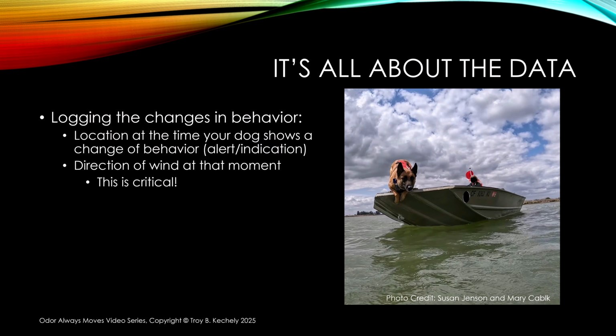Now, logging the changes of these behaviors, okay, that's going to be the real critical thing. That's really where the data is coming into play here. And when I say logging it, we are logging the location at the time that your dog showed a change of behavior, and more importantly, the direction of wind at that moment. And the location has to be in relationship to the search area on a known state plane coordinate system, or lat long, or some kind of system that you can correlate it back to a map or GPS system or GIS system, something that you can actually look at this in relationship to the actual search area and come up with the coordinates based on that. And then the wind direction is critical. Okay, that I cannot emphasize that enough.